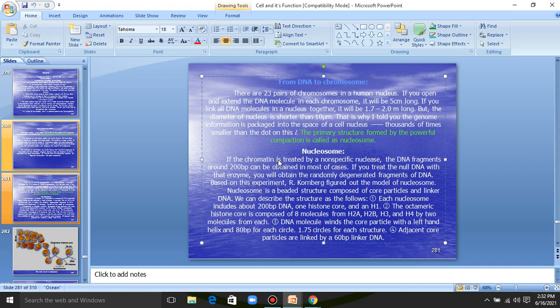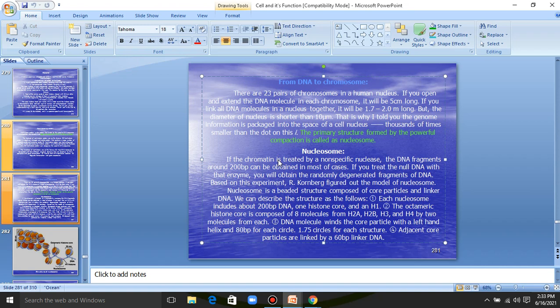Suppose you open and extend the DNA molecule in each chromosome. If you unwind it, because the chromatin fibers have become chromosomes, and stretch it in the form of chromatin, it will be about 5 centimeters long. If you link all the DNA molecules in the nucleus, all the 23 pairs of chromosomes unwound, they will become 1.7 to 2 meters long.